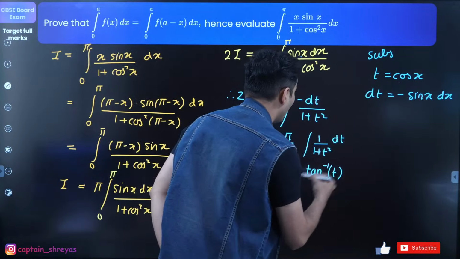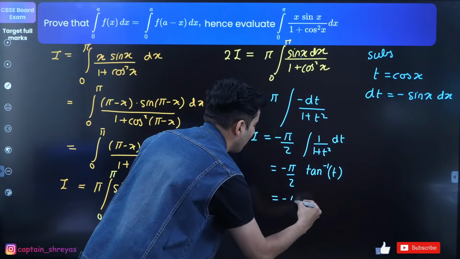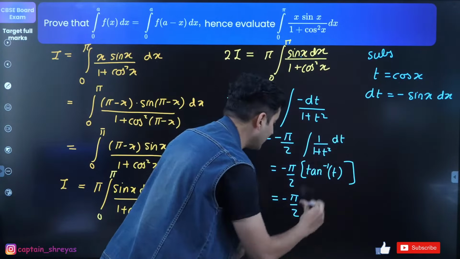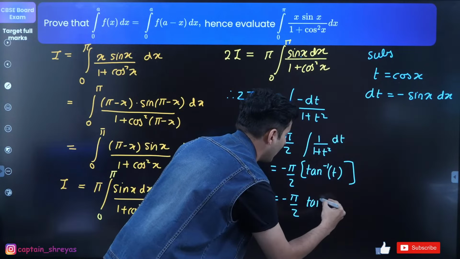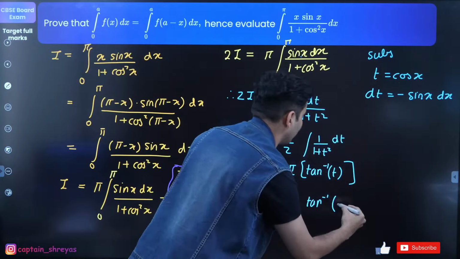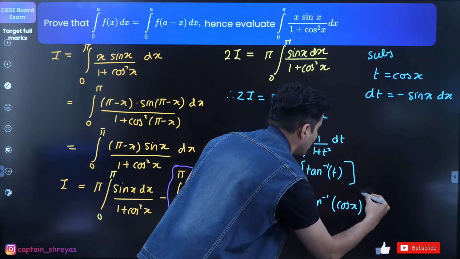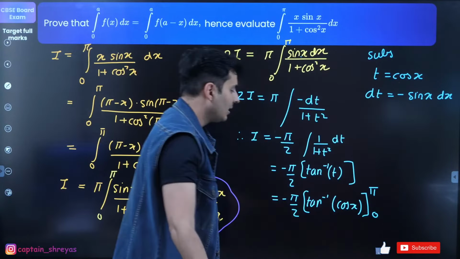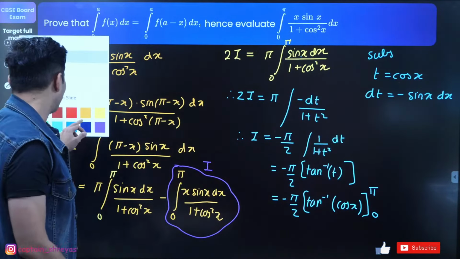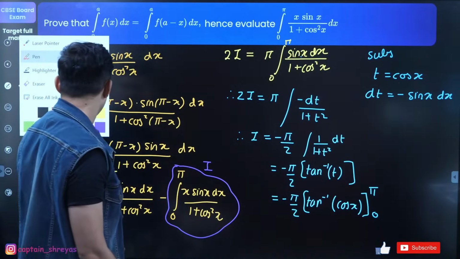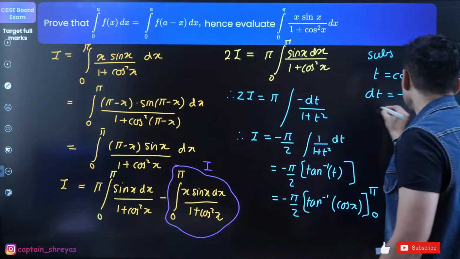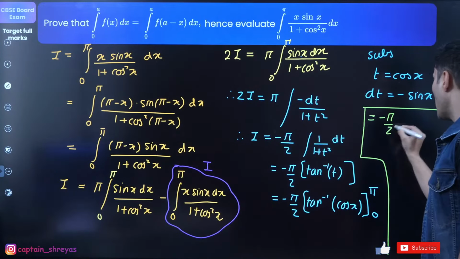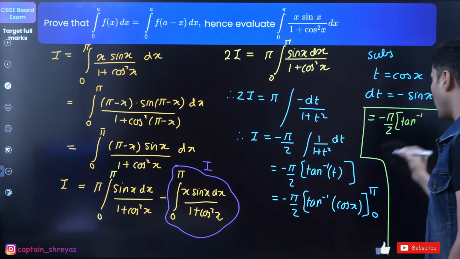Perfect. So now resubstituting it back, it will become minus pi by 2. Oh, by the way, the limits will be there. Don't worry, these limits will be there, I'm not just skipping them. So it will become tan inverse of, instead of t, put cos of x. So put cos of x, and now put the limits of x as 0 and then pi. And now see what you get as the answer. So this will become minus pi by 2, and you will get tan inverse of cos pi.